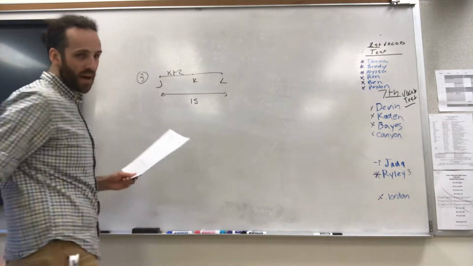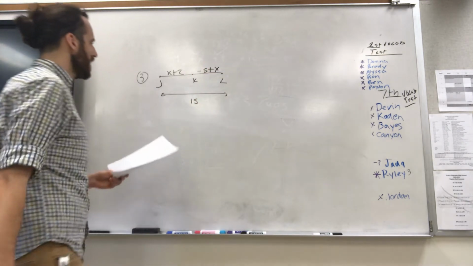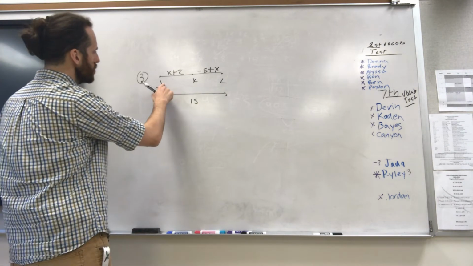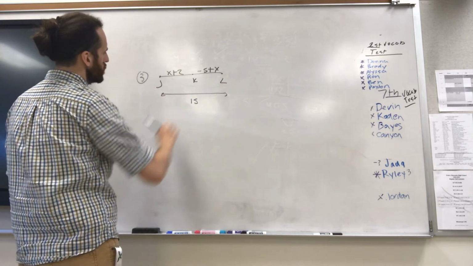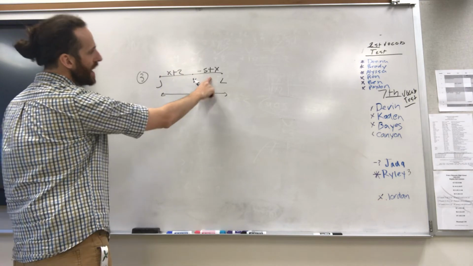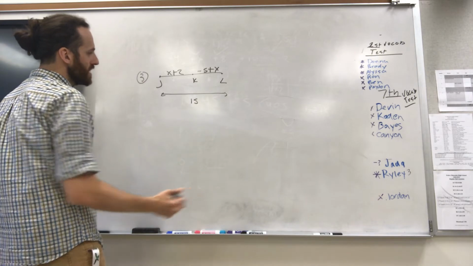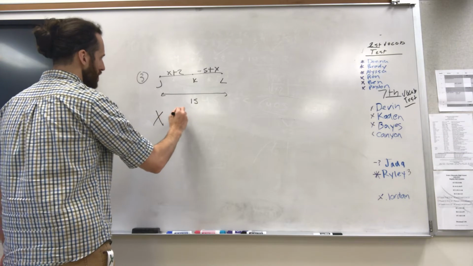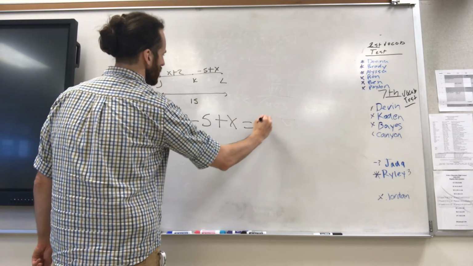KL has a value of negative 5 plus x. Okay, so I know from the segment addition postulate that if I take JK and add it to KL, it equals the whole thing, which is JL. So this value right here plus that value right here will give me the whole value, which is 15. So I write that as an equation. My equation is x plus 2 minus 5 plus x equals 15.